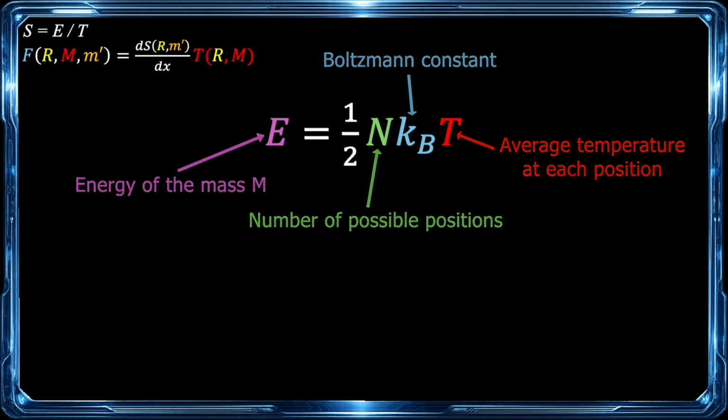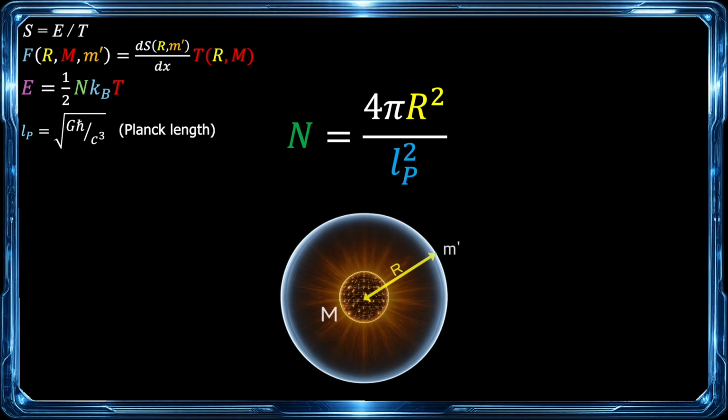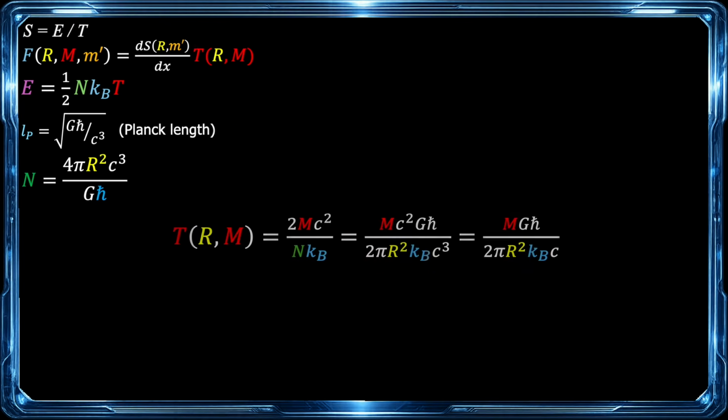For that, we divide the sphere surface by the smallest measurable surface, that is, the Planck surface, L_p squared, as we can neglect curvature, and we get N equals 4 pi r squared over L_p squared. As L_p equals the square root of G h bar over c cubed, we finally get N equals 4 pi r squared c cubed over G h bar, and therefore this final equation for the T of R, M factor.